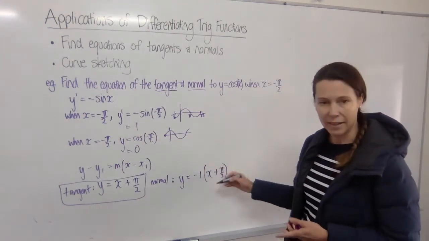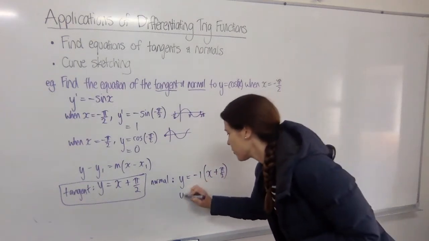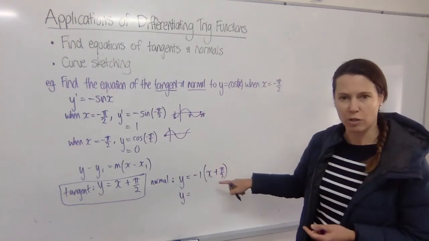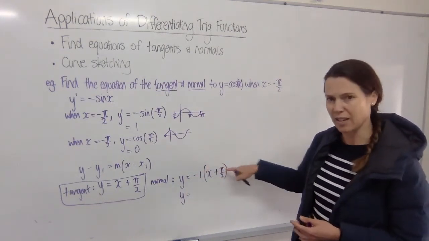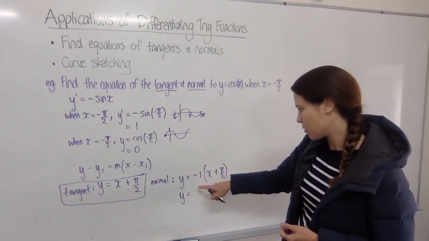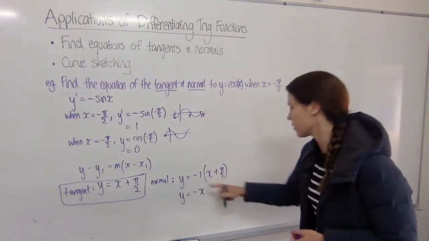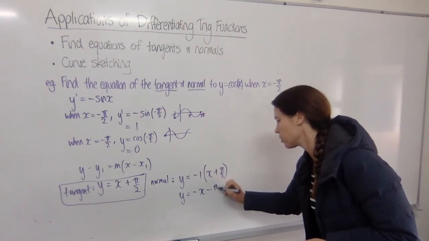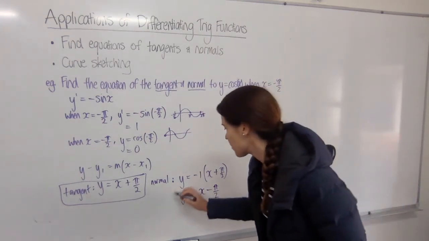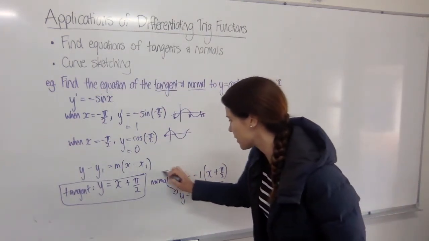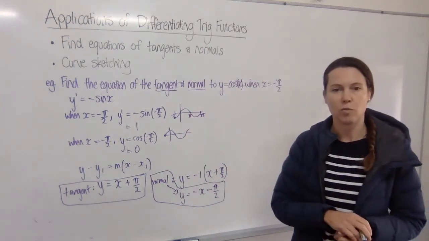So you could write it out like that, or if you've done that in your head, it'll be fine to jump straight to the answer. I prefer to just make sure I don't make a sign error here. I think this line is worth doing. So my normal is minus x minus pi on 2. And that's my normal there, so I'm going to write that down. And there's my answer for my normal.